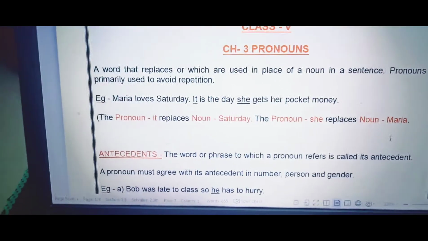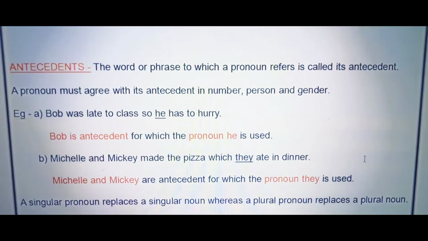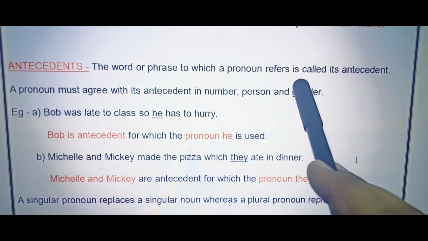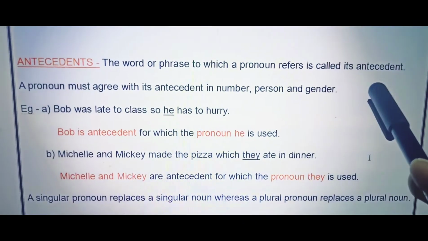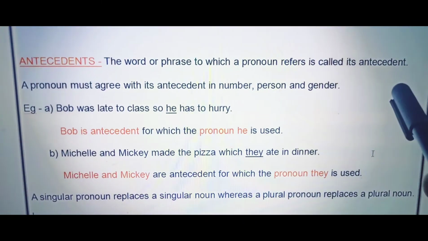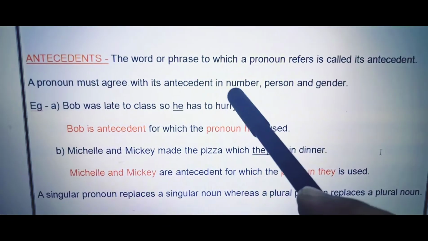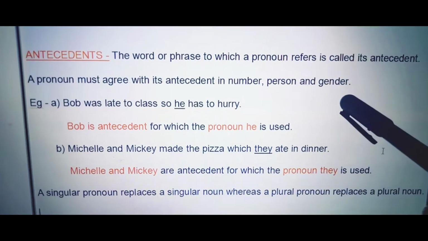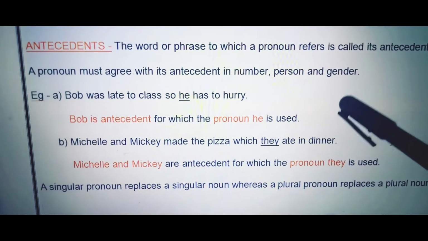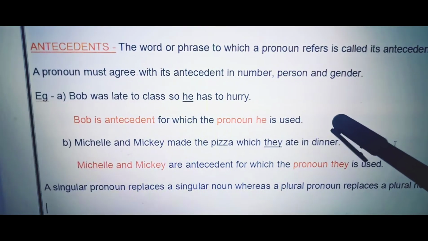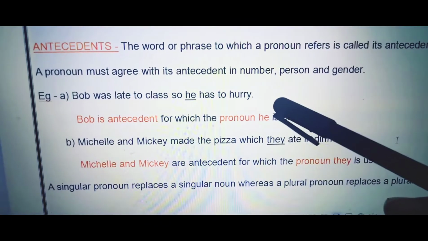Now let's have a look at antecedents. What are antecedents? The word or phrase to which a pronoun refers is called its antecedent. A pronoun must agree with its antecedent in number, person, and gender. So you have to take care that whatever pronoun we are using must agree in number. That is, if the antecedent is singular, the pronoun should also be singular. If it is plural, the pronoun should also be plural.